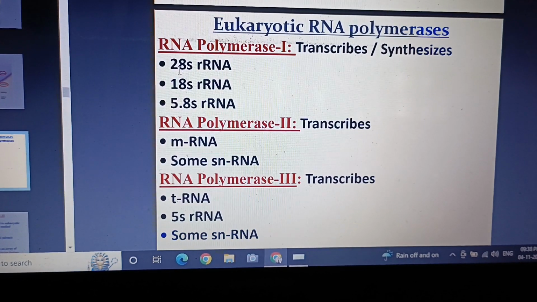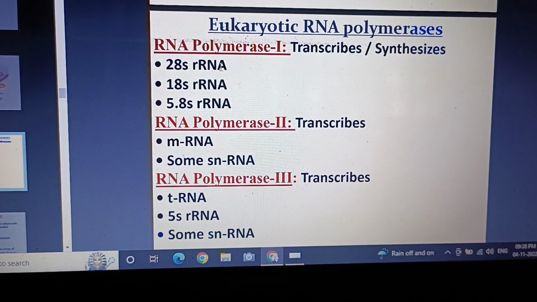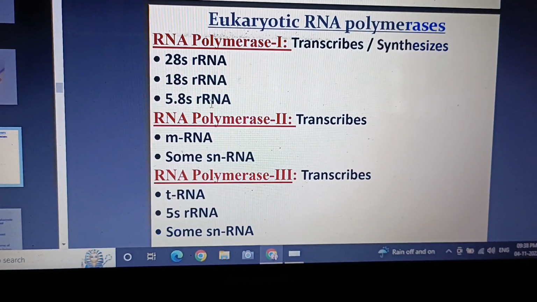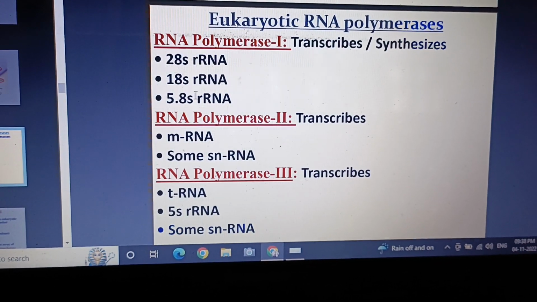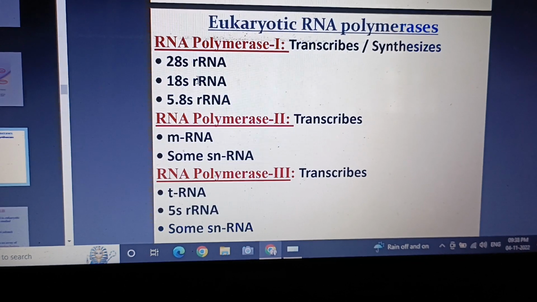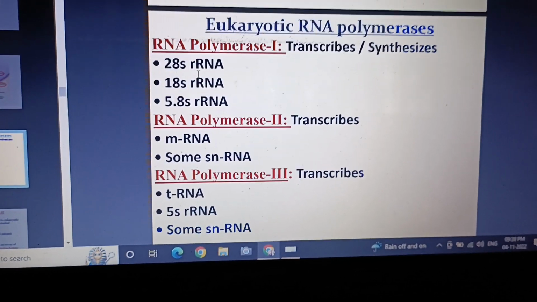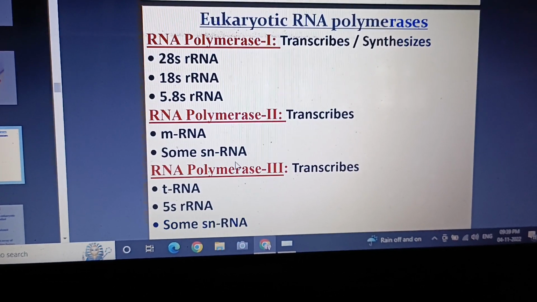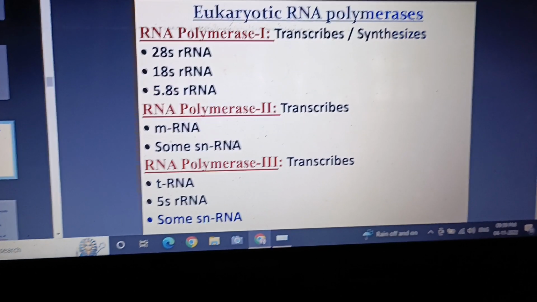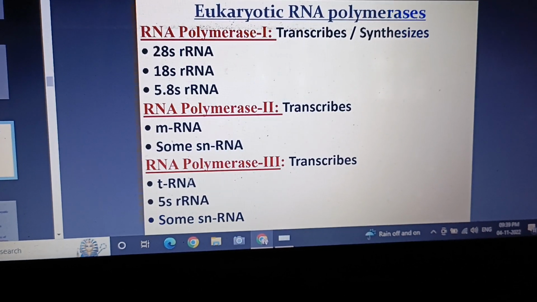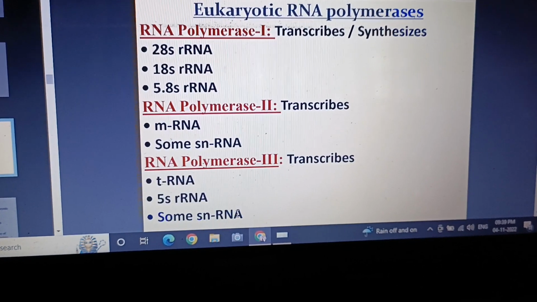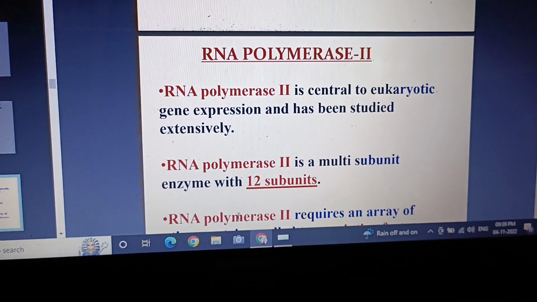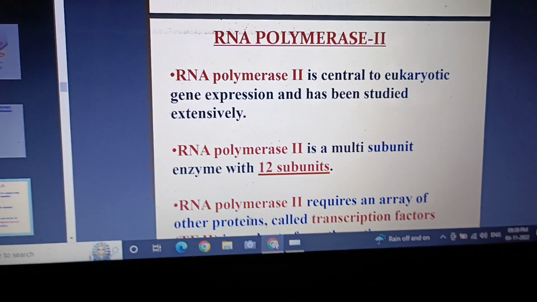These are the subunits, which have 28S rRNA, ribosomal RNA, and 18S, 5.8S. Why these kinds of subunits? According to the organism, it may vary. RNA polymerase 2 transcribes mRNA and some snRNA. RNA polymerase 3 transcribes tRNA, 5S RNA, and some snRNA. These all come under RNA polymerase 3. So, this is the RNA polymerase 2.